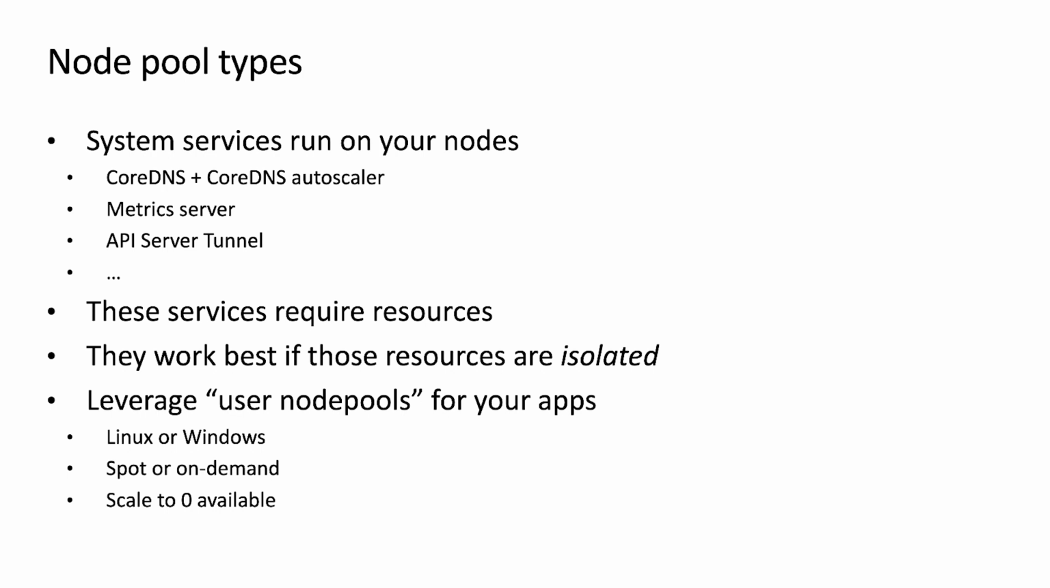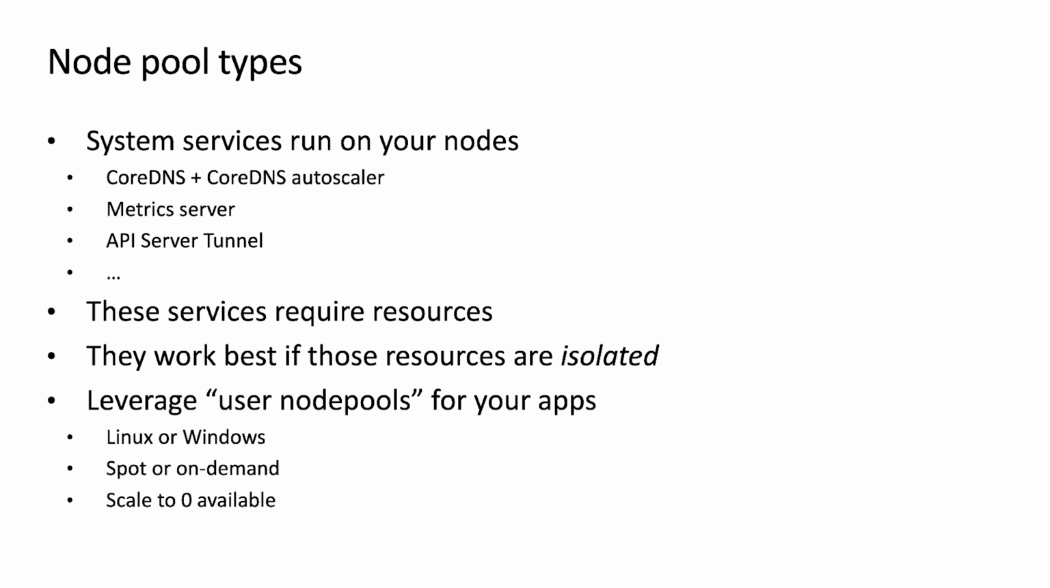So with that in mind, we've been making a bunch of improvements to our node pool support. The first one is we've introduced the notion of node pool types. The background here is you have a set of system services that need to run on your node. So this is things like CoreDNS and its autoscaler, metrics server, the tunnel, and others. And those are services that are critical to the health of your cluster. And so they need to be kept running. They need to have dedicated resources. And so it's typically a best practice to isolate those components into their own nodes, so that you can then run your applications completely separately from them.